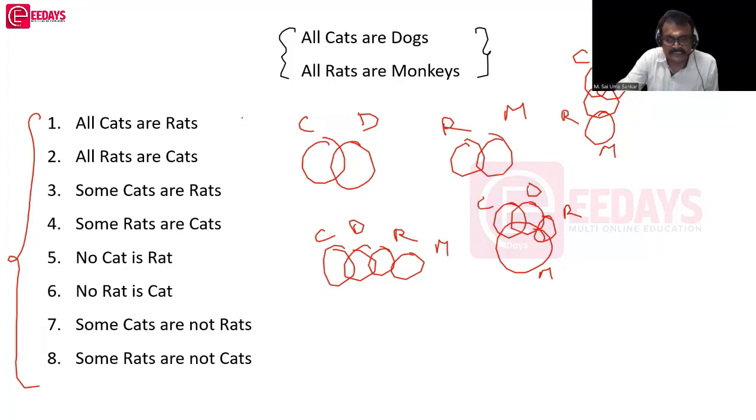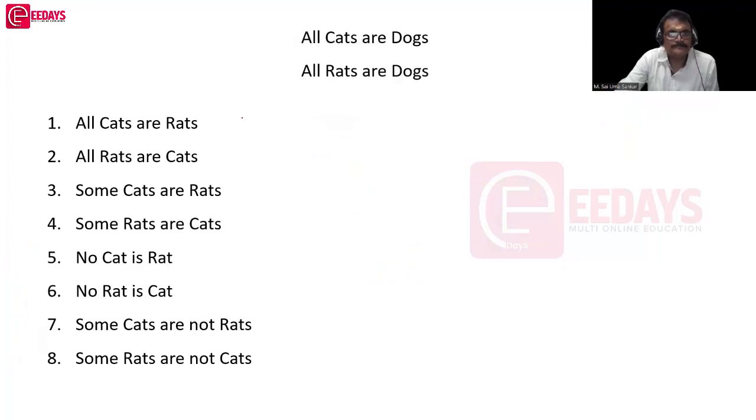Now, go to the next case. Here, all cats are dogs, all rats are dogs. What is the common term between these two statements? That is dogs. So, a common term is there. Now, we will check whether mediate inference is satisfied or not.